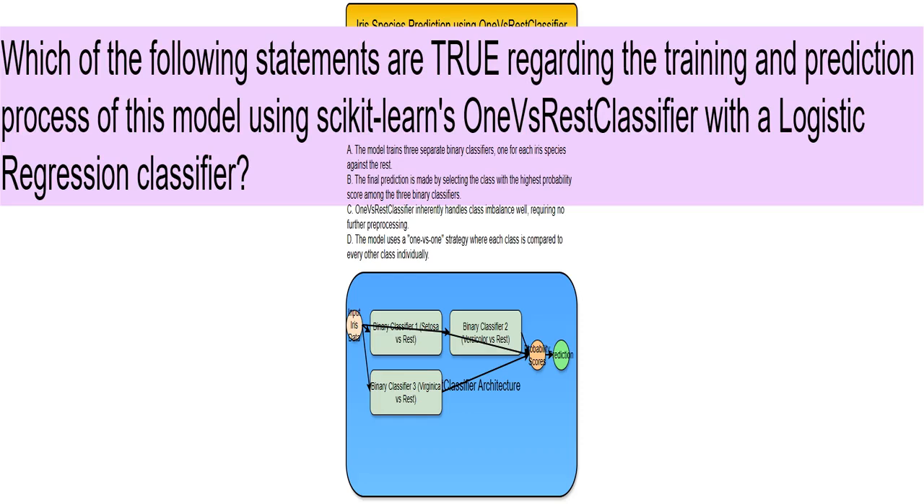Statement A describes a core aspect of OneVsRestClassifier. It suggests that the model tackles the three-class iris prediction problem by building three separate binary classifiers. Each classifier focuses on distinguishing one iris species, Setosa, versicolor, or virginica, from the other two. This is the essence of the OneVsRest strategy.